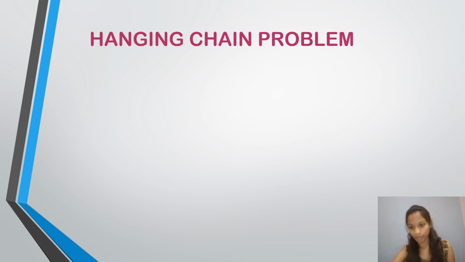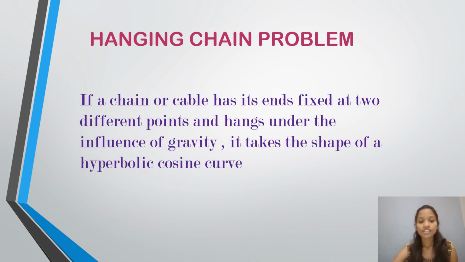Today we are going to discuss a topic called the hanging chain problem. At first, before going to the problem, let us discuss what a hanging chain is. A hanging chain means a chain or a cable that has its ends fixed at two different points and hangs under the influence of gravity. It takes the shape of a hyperbolic cosine curve.